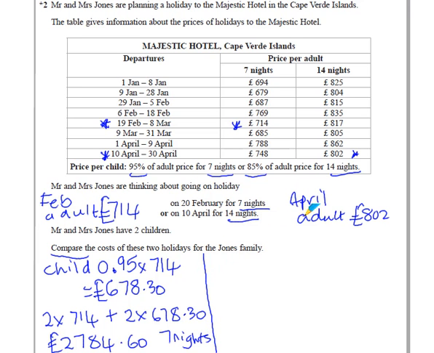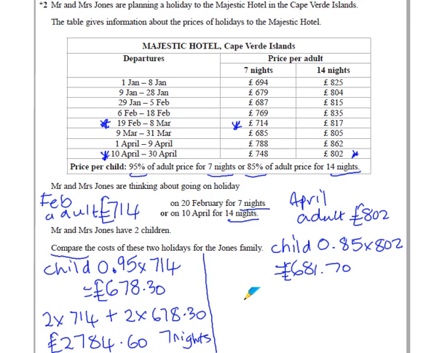Now, let's look at in April then. Go in April the 10th. Price of an adult, £802. Child price, 85% for 14 nights. So, the child price here for April is going to be 0.85 multiplied by 802. 85%, the decimal 0.85 equivalent. So, the child price for April is going to be £681 and 70 pence.